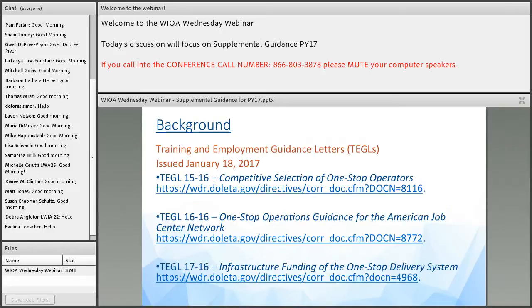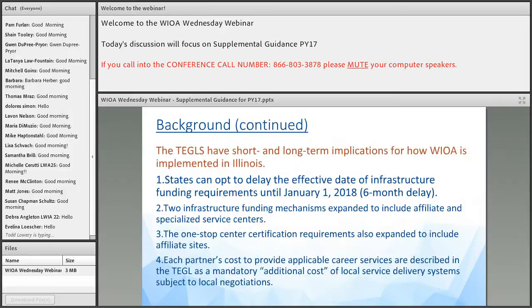So we'll start with the background. Many of you have already seen this, but we're just providing the 3 links to the Training and Employment Guidance Letters, or the TEGLs. So when we say the new federal guidance, we're referring to these 3 TEGLs. They were issued in January after we already issued the Governor's Guidelines Revision 2. And we just wanted you to have these links if you need them to go look up the TEGLs. And DOL also put out an FAQ document of its own to describe the TEGLs as well. So that's available by clicking these links.